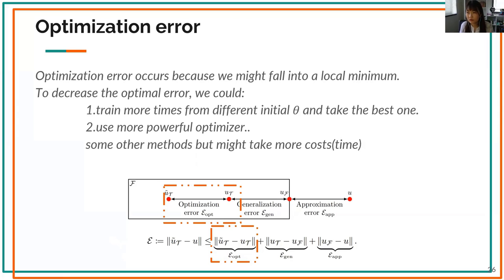So if you want to decrease that, you can train many times from different initial weights or initial biases, train several times from different initial starting points and take the best one. Or you can use some more powerful optimizer while you train, but those methods might cost more or take more time.